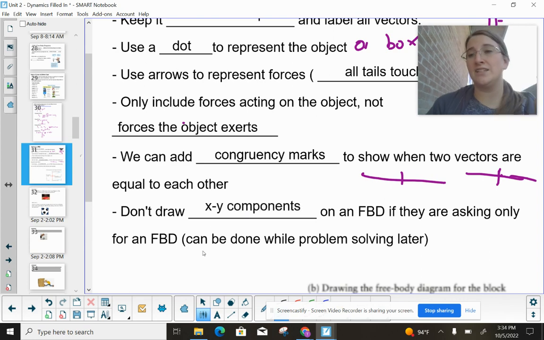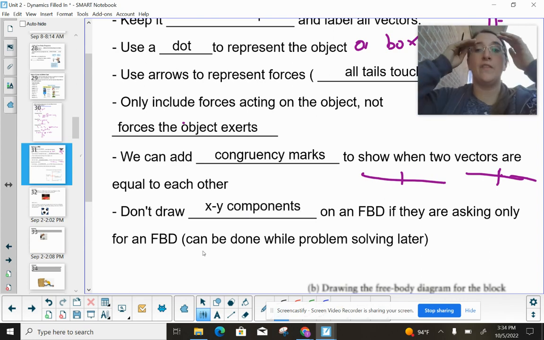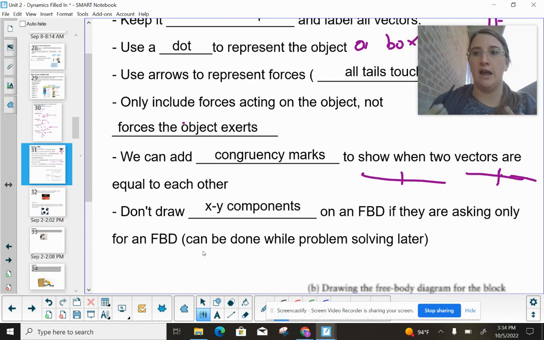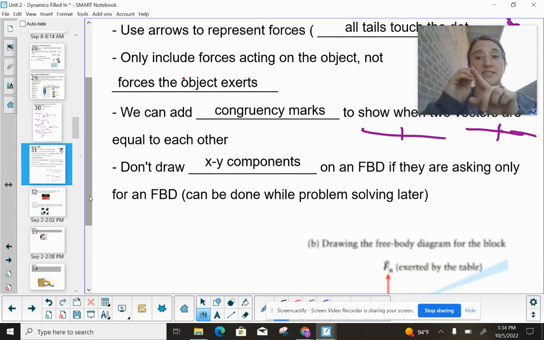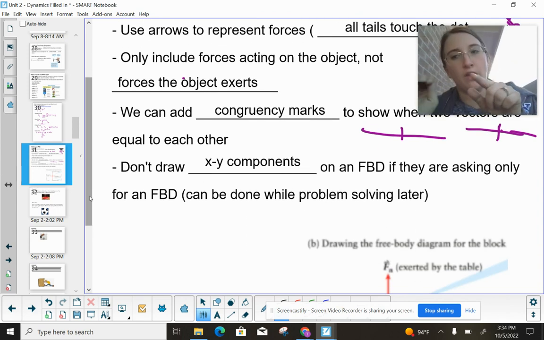Do not draw X and Y components on an FBD. So on the AP test, they might say on an FRQ, draw an FBD. Or they might say on a multiple choice, what's the correct FBD for the situation? Don't put any XY components on them. We'll add them later to solve the problem, but if literally they're just asking for an FBD, don't put any XY components. Meaning, if it's an angled vector, don't also draw the X and the Y.